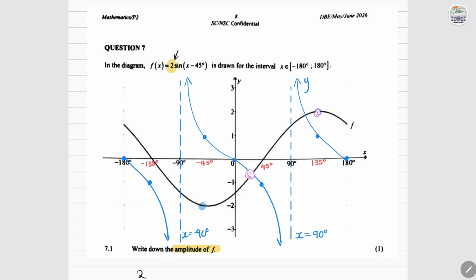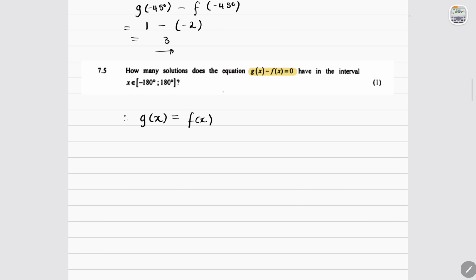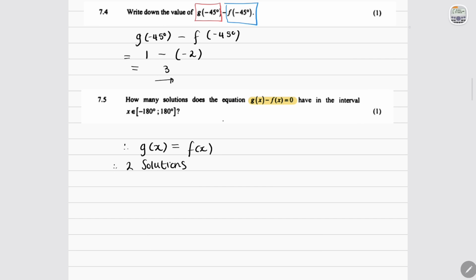2 solutions. Okay, you can't say this is a solution because the graph of G does not have a y value here. There's an asymptote. Okay, this is undefined. So it's just those 2 places. We can just tell them two solutions. Okay, moving on to the next question.